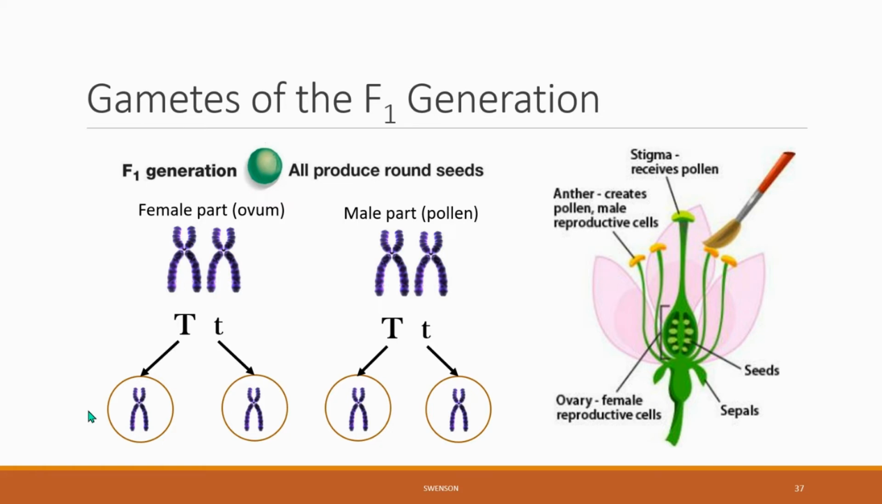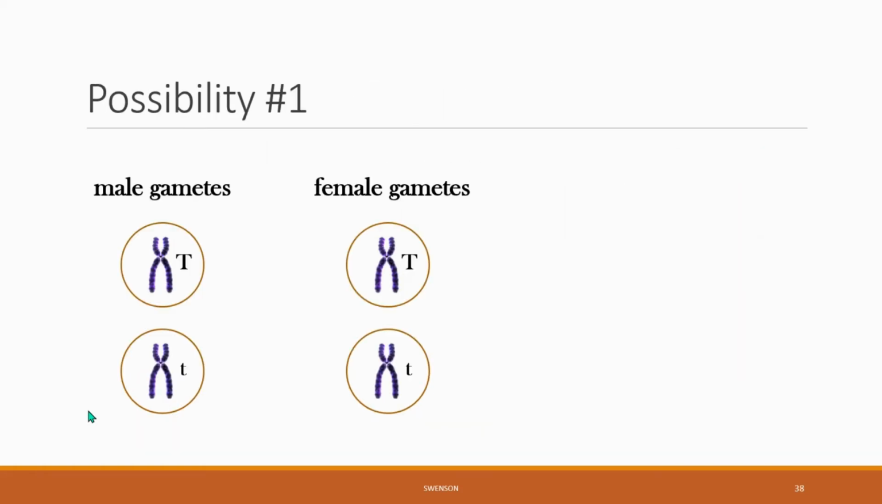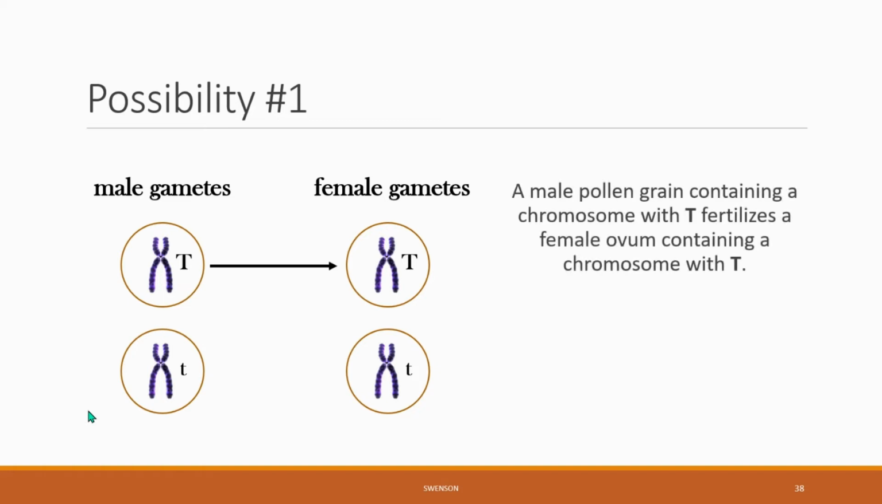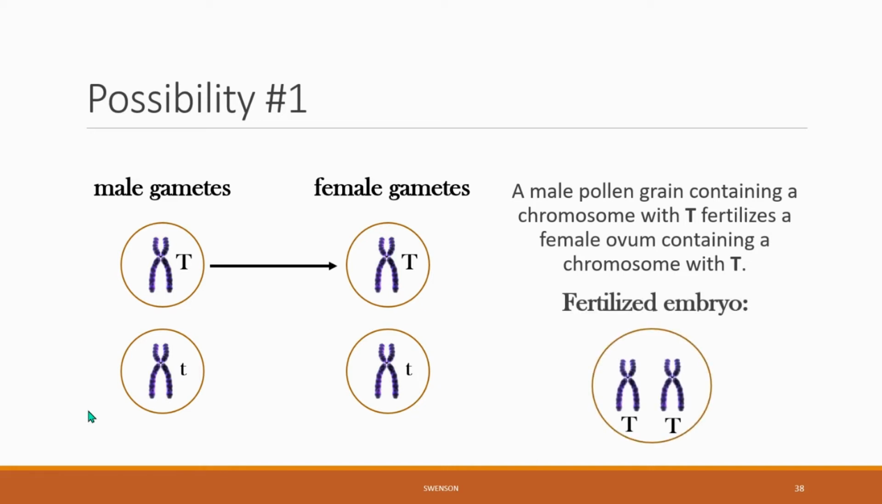Well, let's go through the different possibilities. There are four equally possible scenarios. Scenario 1 is that a round allele from the male joins a round allele from the female. The resulting fertilized embryo has a genotype now of capital T, capital T, and the phenotype of which will be round seeds.